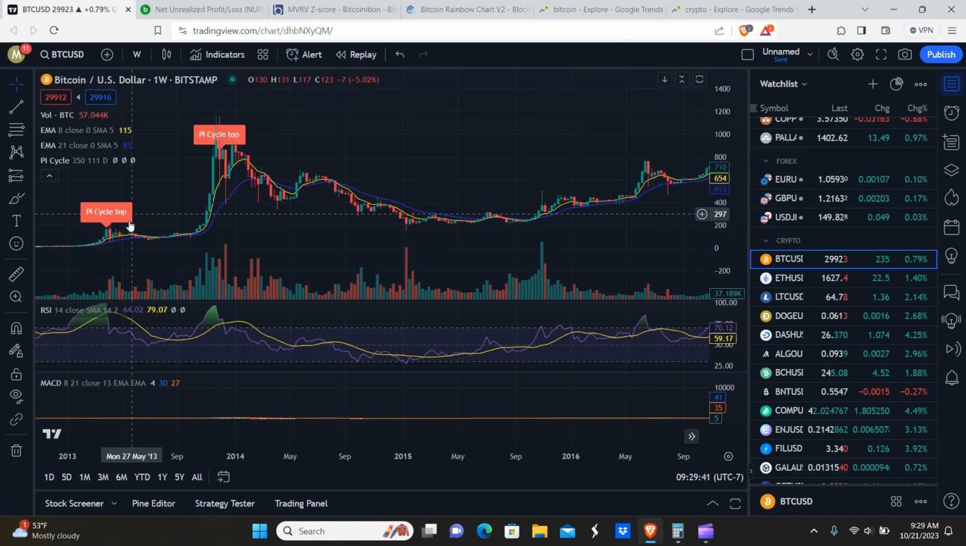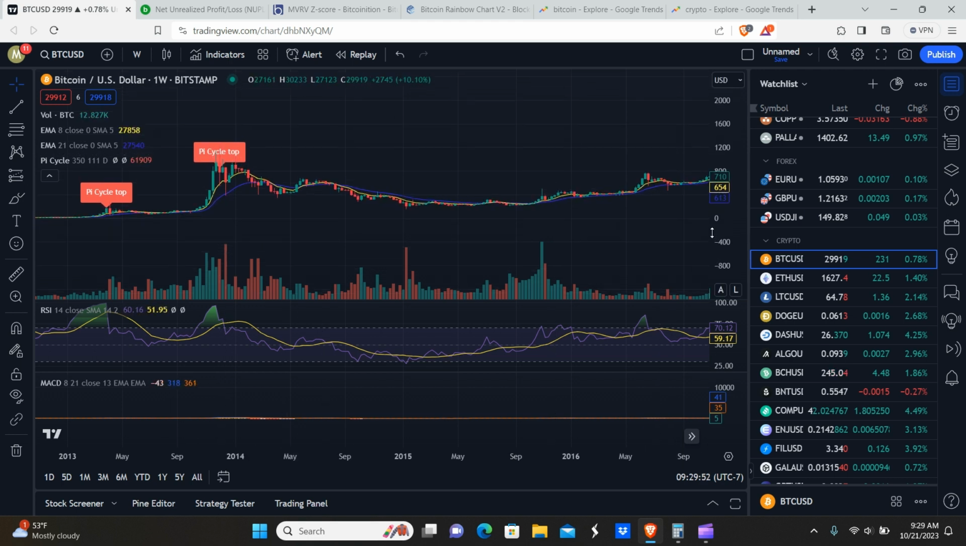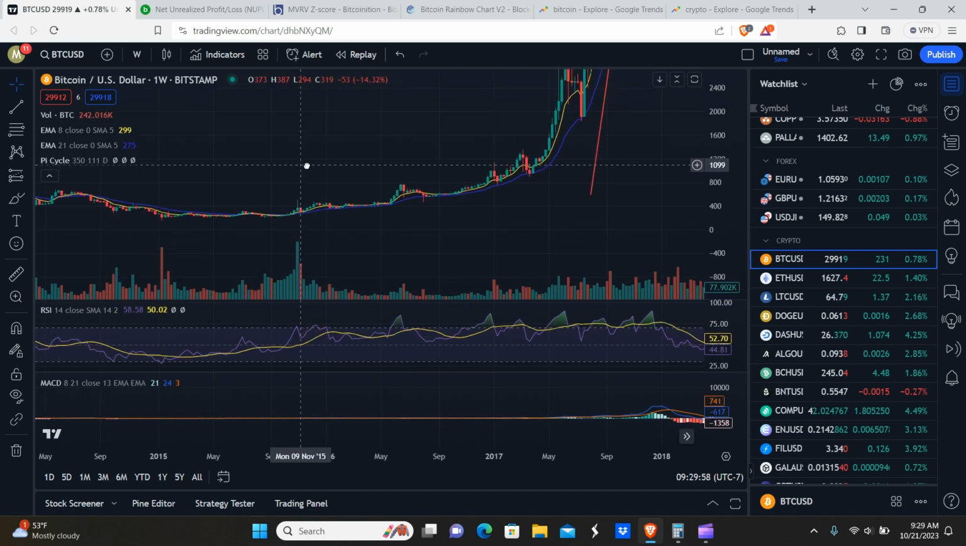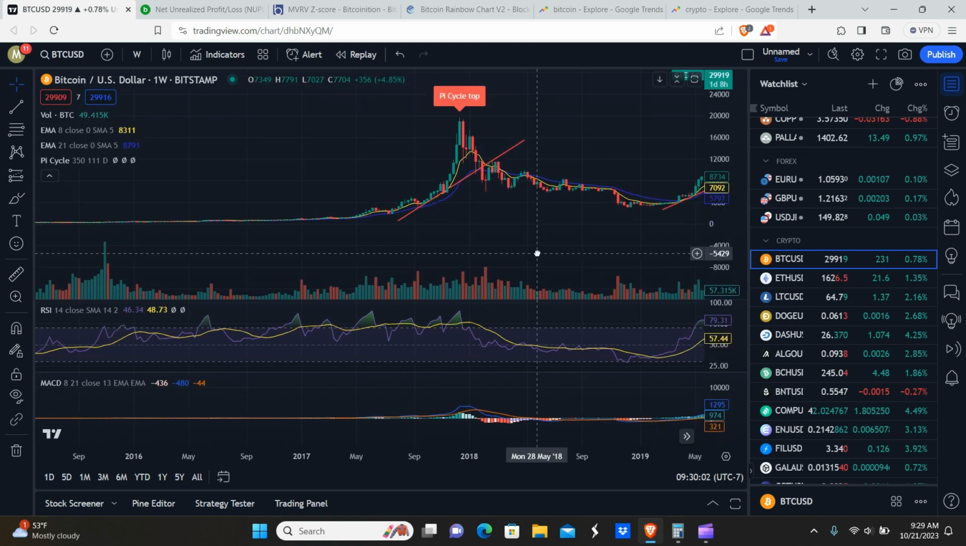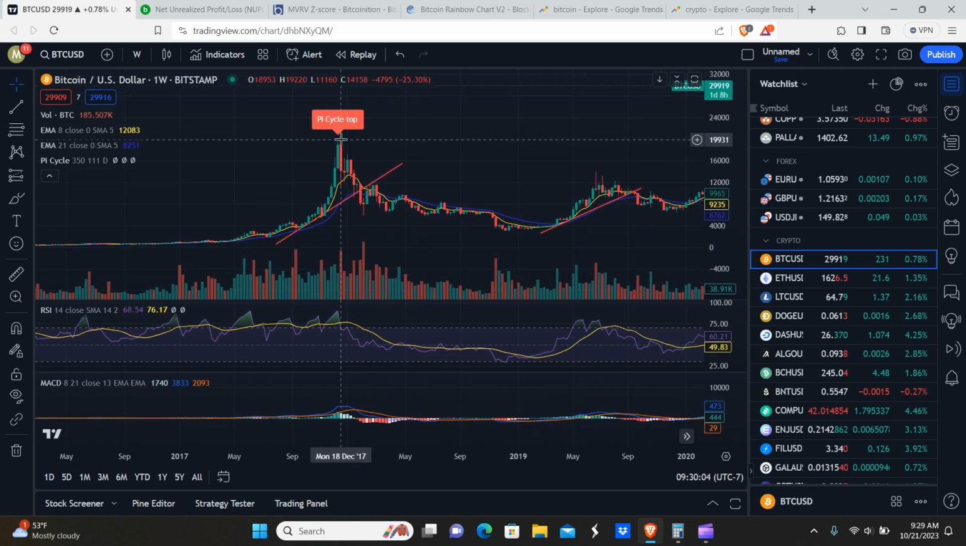But if we're going back to 2013 here, you can see that the Pi cycle top indicator did predict almost the exact top. Again, you got pretty close here on the 2013 November peak, December peak. That was pretty much right in that topping area there. If we go to the 2017 bull market top, you can see it timed the top perfectly to the exact candle.